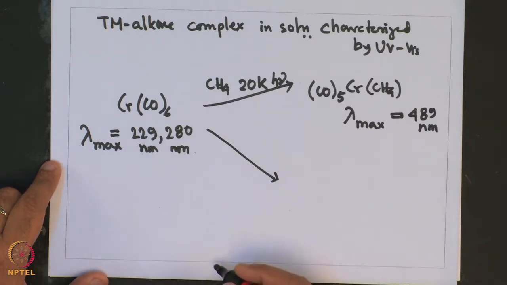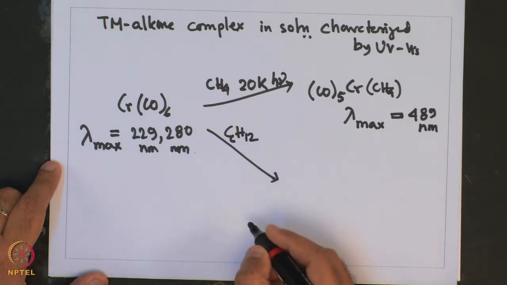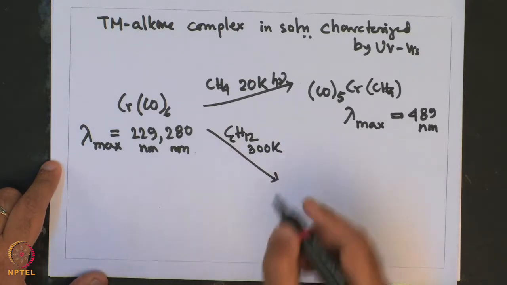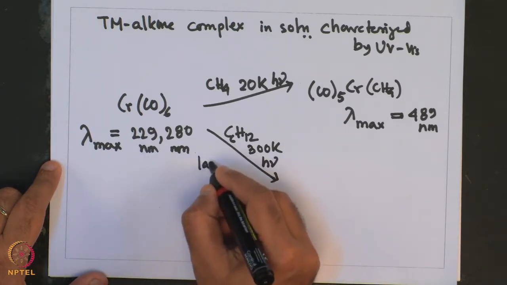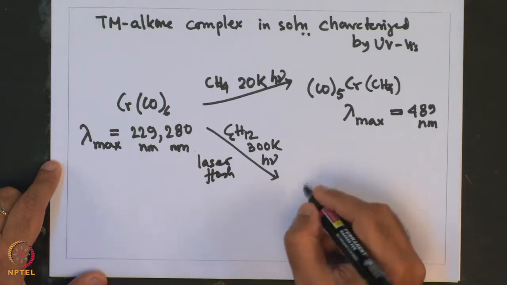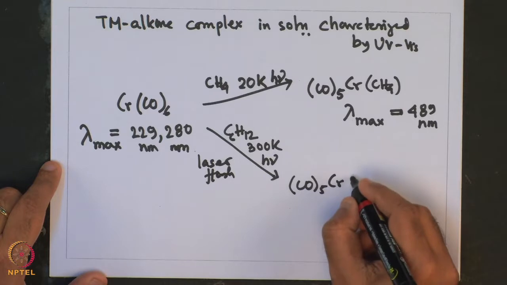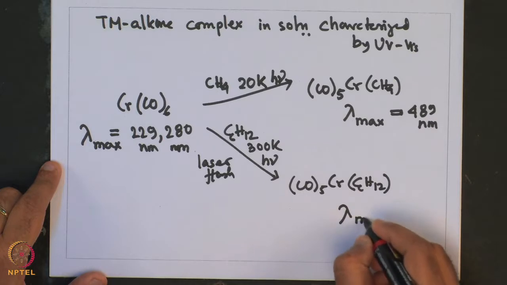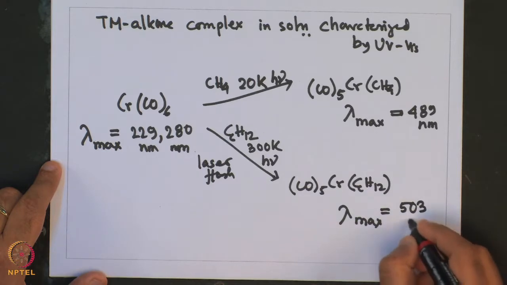The same complex in C6H12 at 300 Kelvin in the presence of light, in laser flash, gives the corresponding alkane complex that displays a lambda max at 503 nanometer.